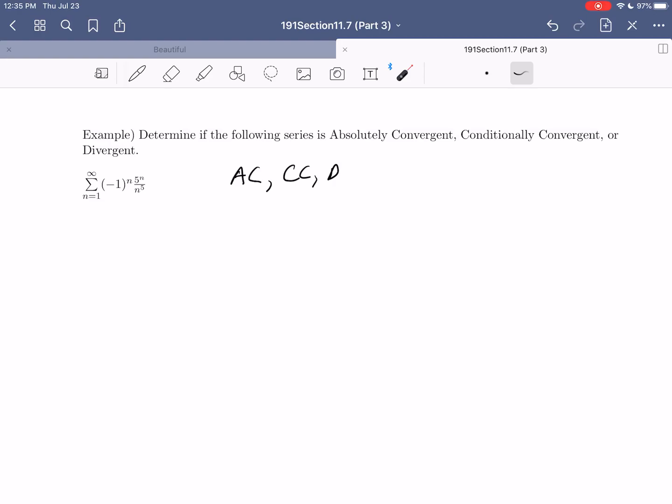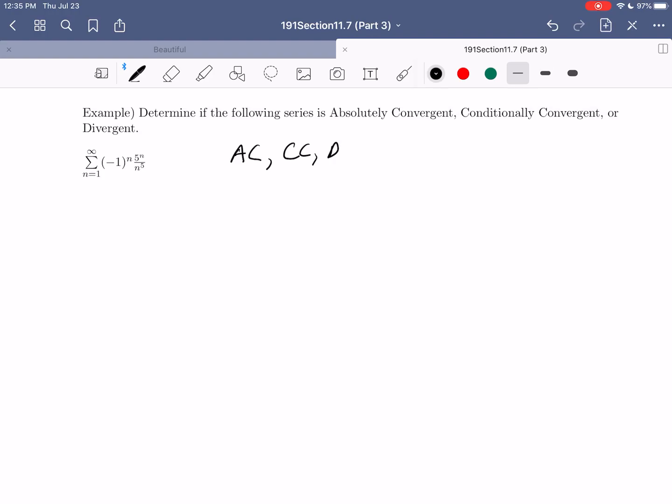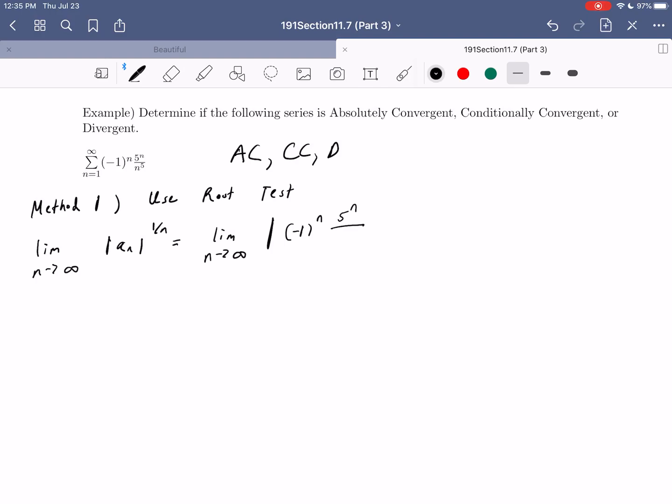Now, if you use ratio or root test, you don't need to worry about putting things in absolute value because the test does that for you. So if we want to, method 1 is, well, since we just did ratio test, let's try root test. So to use root test, we would take the limit as n goes to infinity of the absolute value of a sub n to the 1 over n. In this case, we get the limit as n goes to infinity of the absolute value of minus 1 to the n, 5 to the n over n to the 5th, all to the 1 over n.